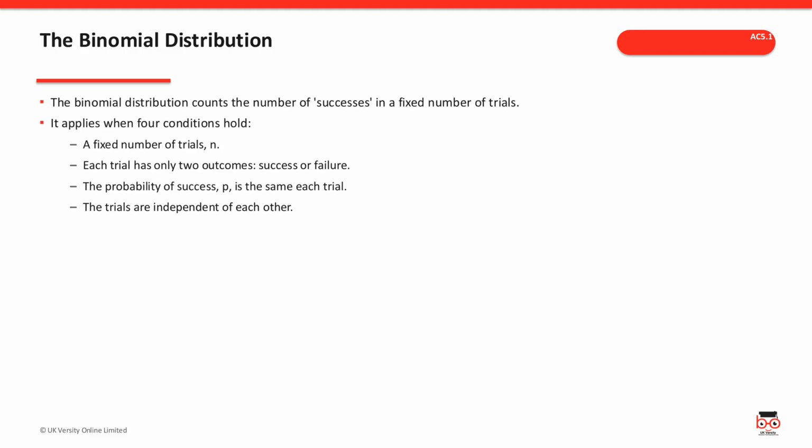The binomial distribution is a big step up in usefulness. It counts the number of successes in a fixed number of trials, and it applies whenever 4 conditions hold. First, a fixed number of trials, n. Second, each trial has just 2 outcomes, success or failure. Third, the probability of success p is the same on every trial. And fourth, the trials are independent of each other. Tossing a coin 10 times and counting the heads is a perfect binomial setup.